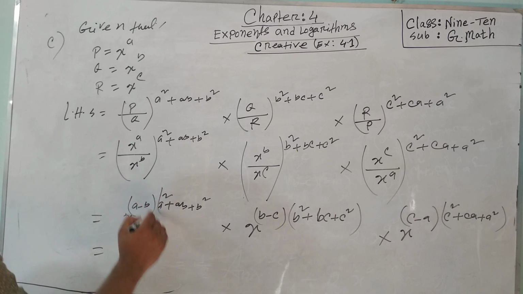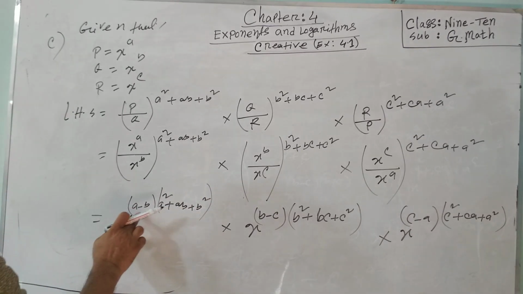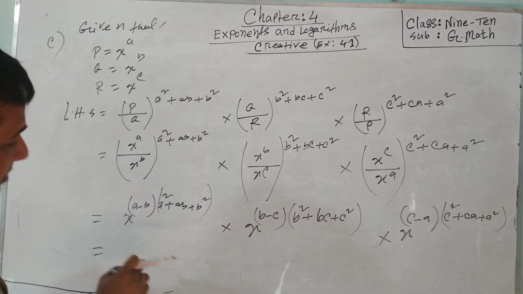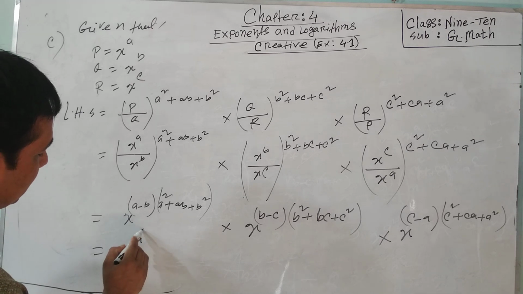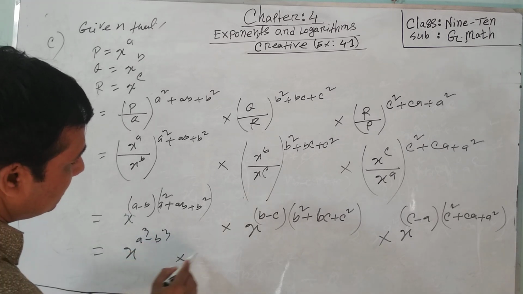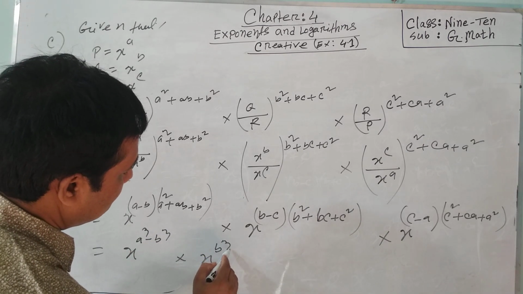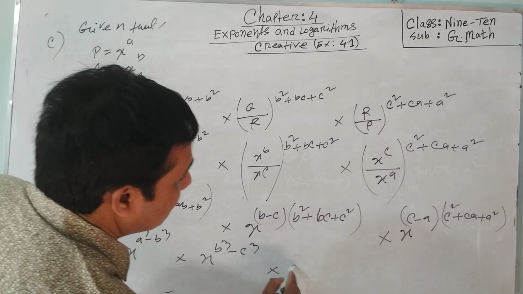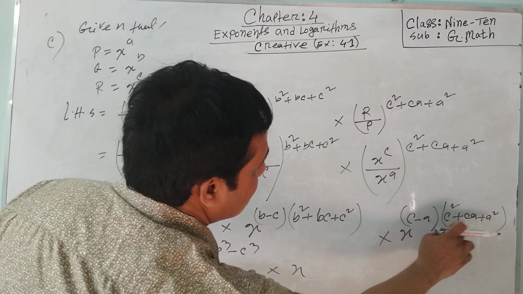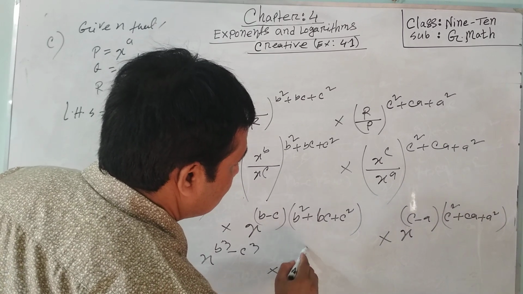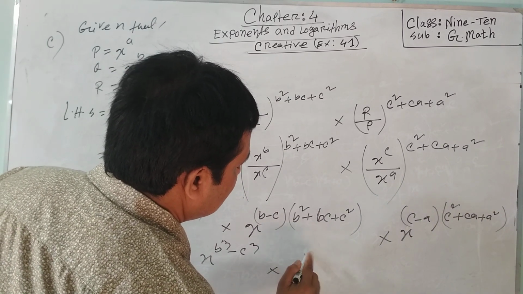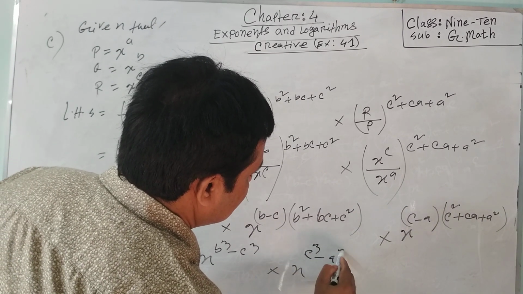Here the formula: a minus b into a square plus ab plus b square equals a cube minus b cube. So x to the power a cube minus b cube, x to the power b cube minus c cube, and here x to the power c minus a, c square plus ca plus a square, equals c cube minus a cube.